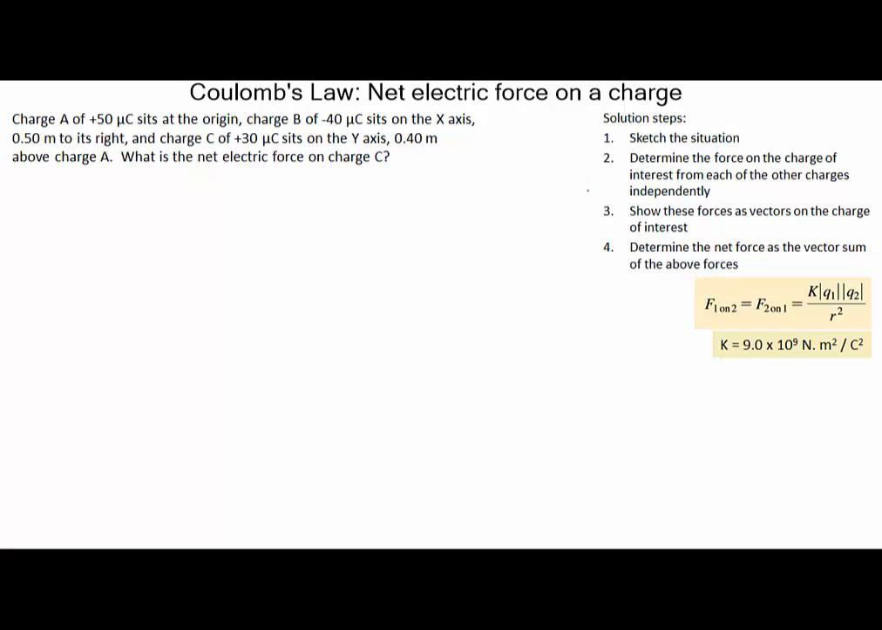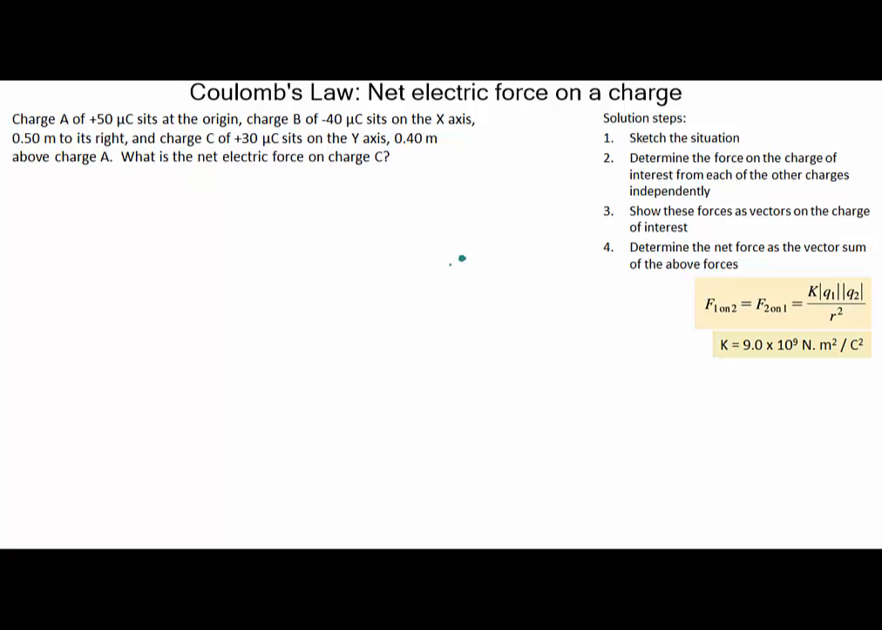Once again, I've listed my solution steps, or recipe, over here. I've taken the same instructions from last time and just modified them a little bit to make them more generic. And I've got my equations for electric force between charges listed over here, as well as the electrostatic constant. So let's get started. The first step was to draw a picture.